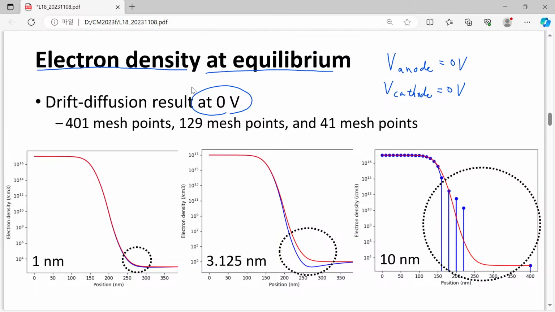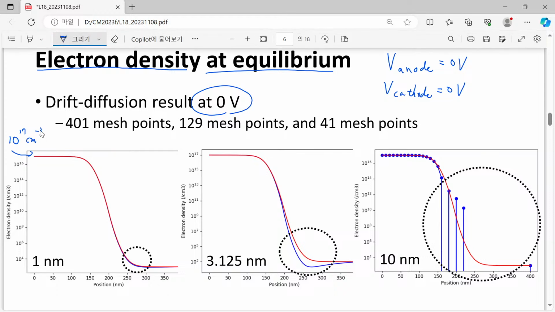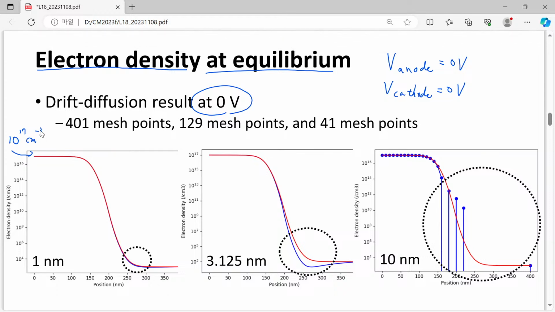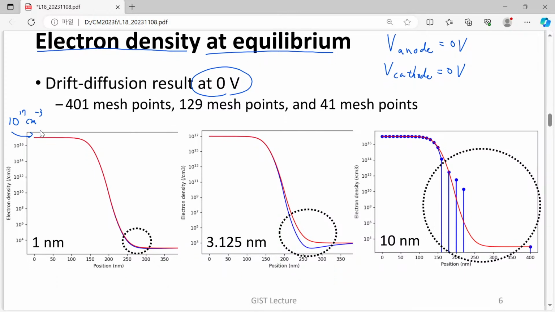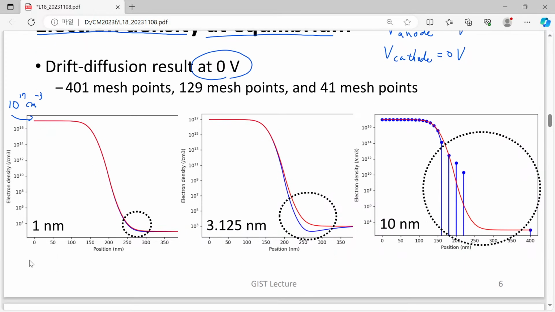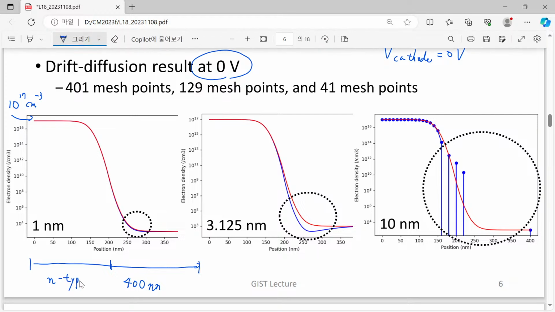And please have a look at it. So here we have 10 to the 17 per cubic centimeter as a doping density, and the overall structure has an overall length of 400 nanometer. So half of it was assigned to our n-type region, and the remaining half was assigned to the p-type region. That is the situation.